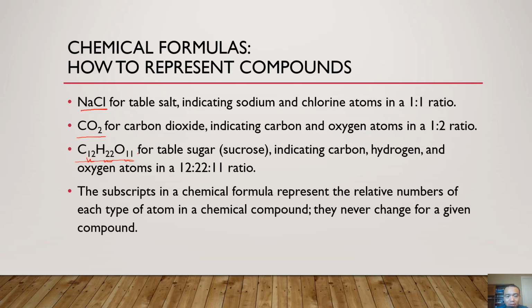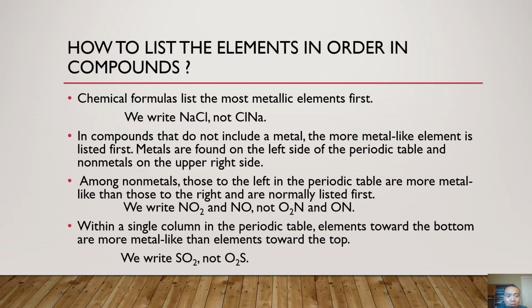You might have noticed all these formulas are written in a certain way. If so, you are absolutely correct. When we write chemical formulas, they have to be written in a certain way. For example, if in the chemical formula you see metals, those metallic elements must be written first. So in NaCl, you must write sodium first because it is the metal. If you write Cl and Na, that's wrong.